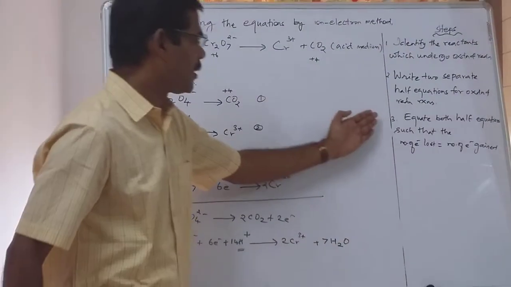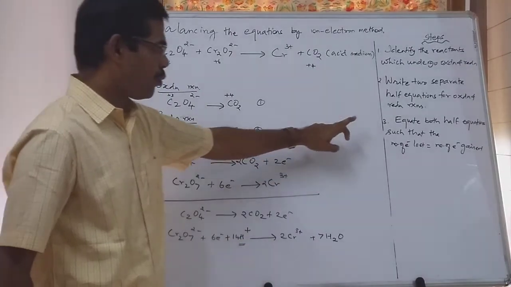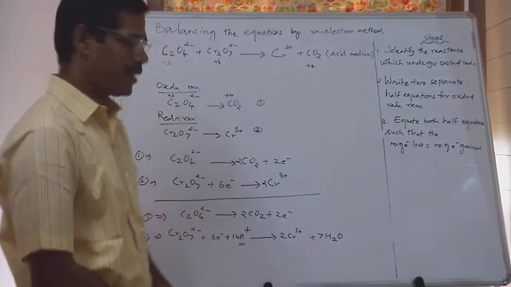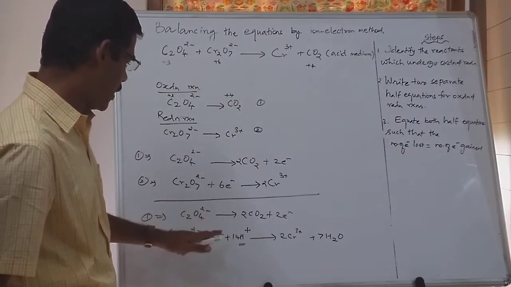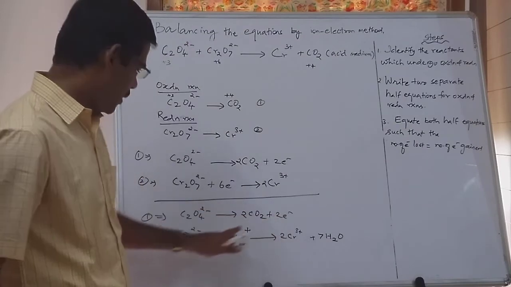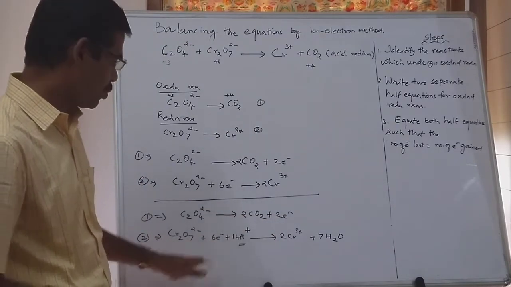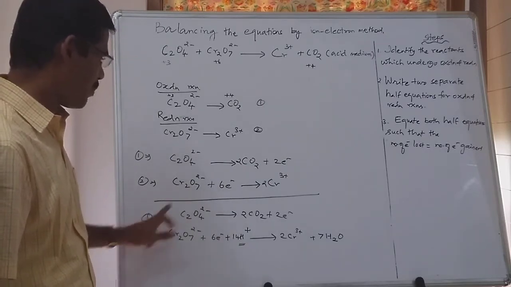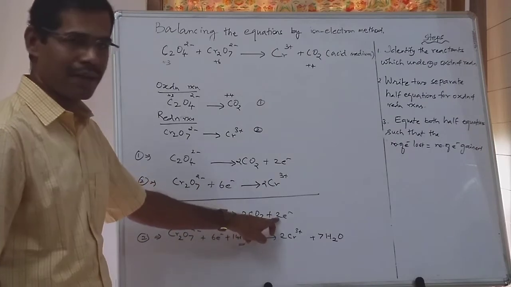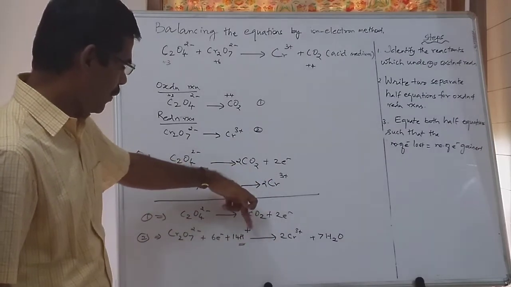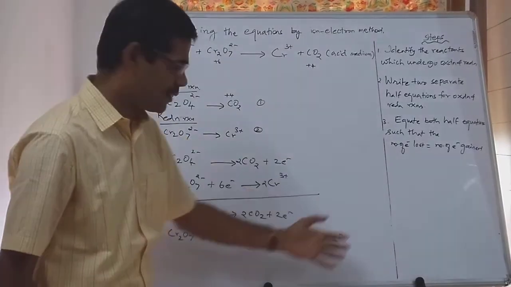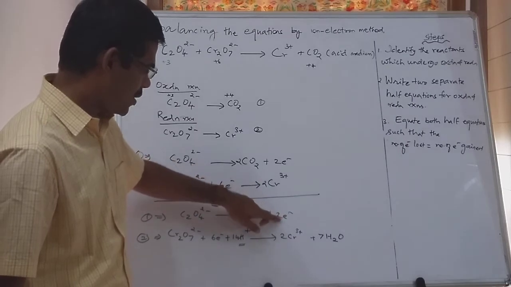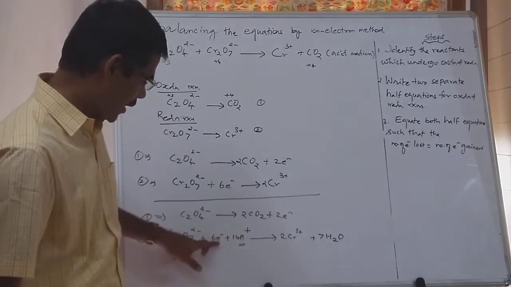Now let us come to the third step: equate both half equations such that number of electrons lost is equal to number of electrons gained. இங்க கவனிச்சு பாருங்க, இங்க எவ்வளவு எலக்ட்ரான் உங்களுக்கு லாஸ் ஆயிருக்கு, 2 எலக்ட்ரான் லாஸ் ஆயிருக்கு. இங்க எவ்வளவு electron gain ஆயிருக்கு, 6 electron gain ஆயிருக்கு. So to make those two equal, I am multiplying this first equation by 3 so that this will become 6 electron. சரிங்களா? So to make the number of electrons lost and gained equal, I am multiplying this first equation by 3 so that I will get 6 electrons here. So 6 electrons இங்க loss ஆயிருக்கு, இங்க 6 electrons gain ஆயிருக்கு, அந்த ரெண்டு equal ஆயிருக்கு.